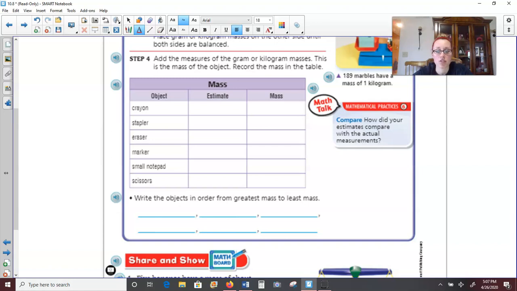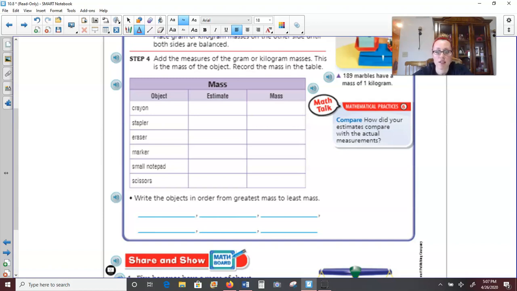When trying to determine the mass of an object, it is important to think about how big it is, but that isn't the only thing to consider, because we're going to see on the next page how some objects can be about the same size but still have different weights. It just depends on if it is a solid object or what it's made out of, or if it's hollow inside, then it's going to be lighter. So we'll talk about that a little bit later.